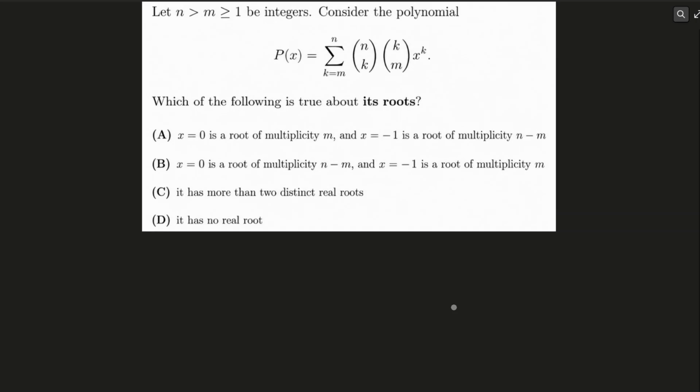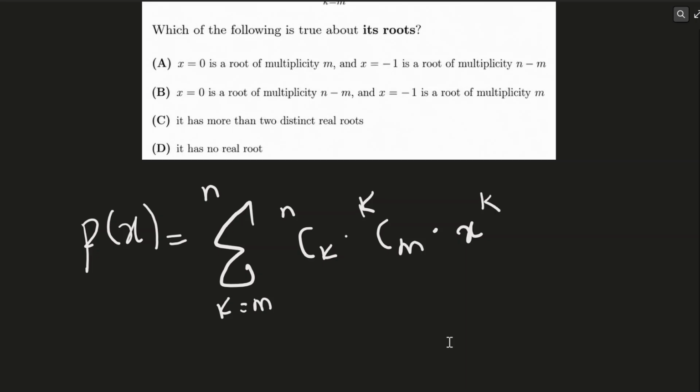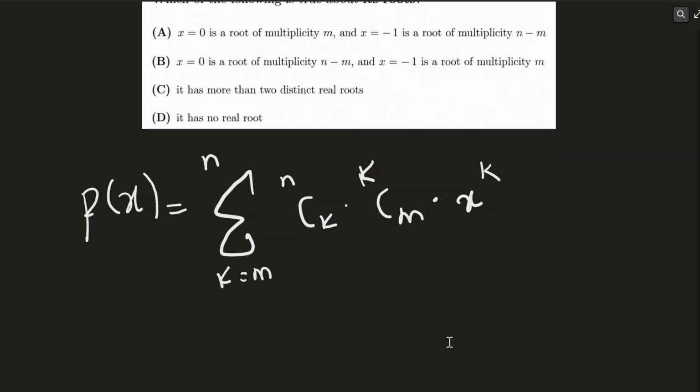So the question says that let n greater than m greater than or equal to 1 be integers, and we have a polynomial p of x defined as summation k equals m to n of n choose k times k choose m times x to the power k. This is the polynomial and we have to comment about the roots as given in the options. So for that we need to figure out the roots, and for that we have to simplify this polynomial.